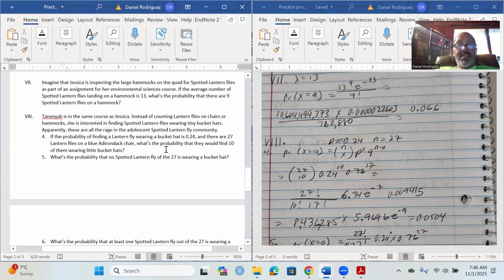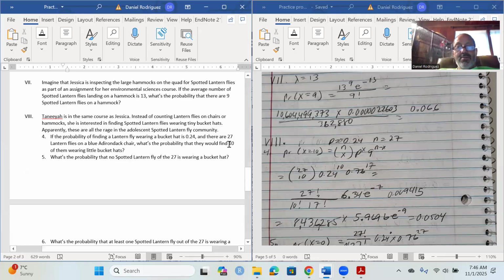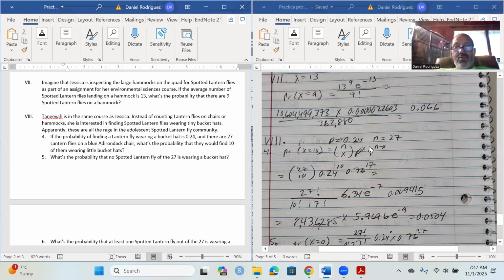Oh, you want to know the number of successes. The probability of finding 10 successes, 10 lanternflies wearing bucket hats. So while there is some counting involved here, this to me doesn't sound like a Poisson problem. It sounds more like a binomial problem because I want to know the probability of a certain number of successes in n independent Bernoulli trials, yes or no trials, right? So yeah, that's it. So we know the p is 0.24, the n is 27.